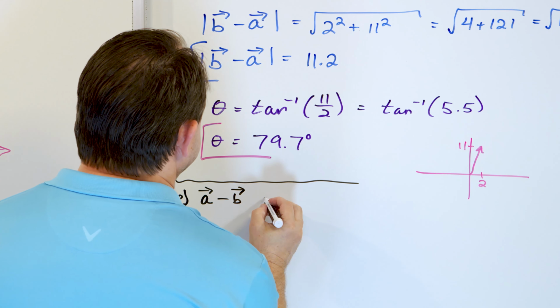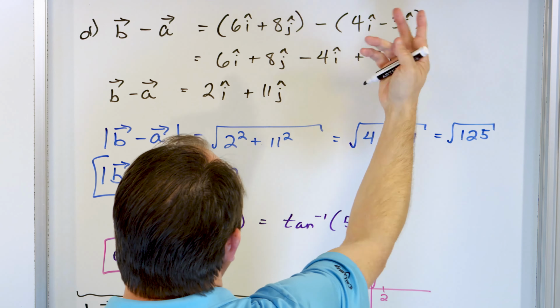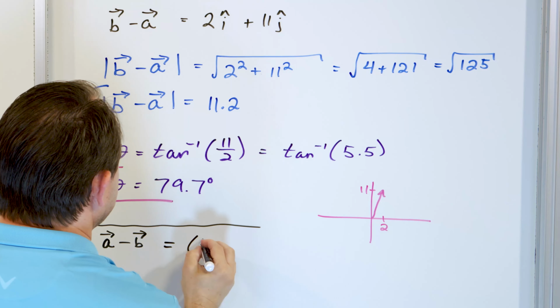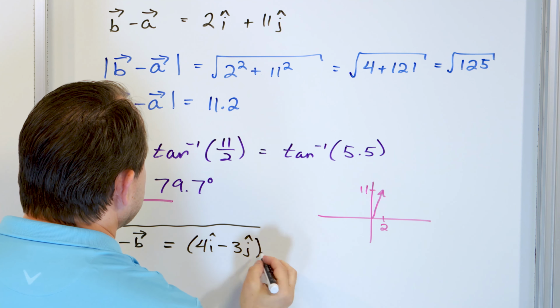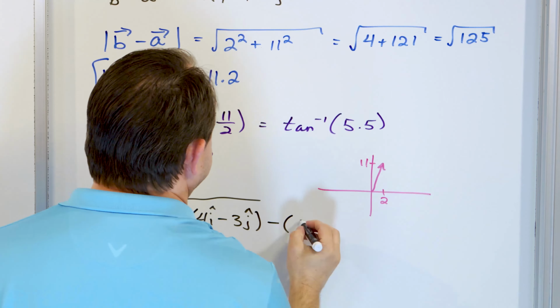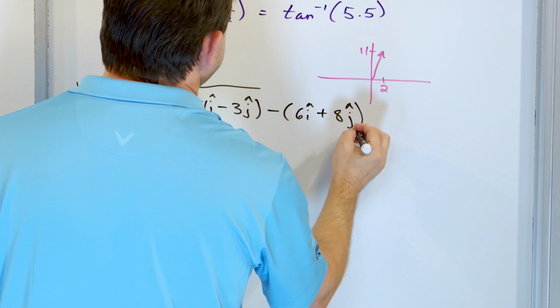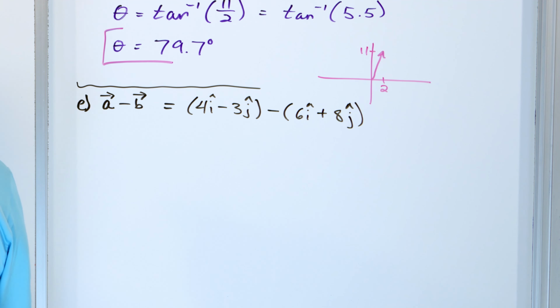All right, that's what we're going to do. So how do we do this? Well, here was b minus a, and so now we're doing a minus b, so let's just go in reverse order. 4i minus 3j, close that off, minus this vector, which is 6i plus, sorry about that, I think I said minus 8j. So we just flip the order of the subtraction, but again, we have to distribute this thing in. We always have to do that.